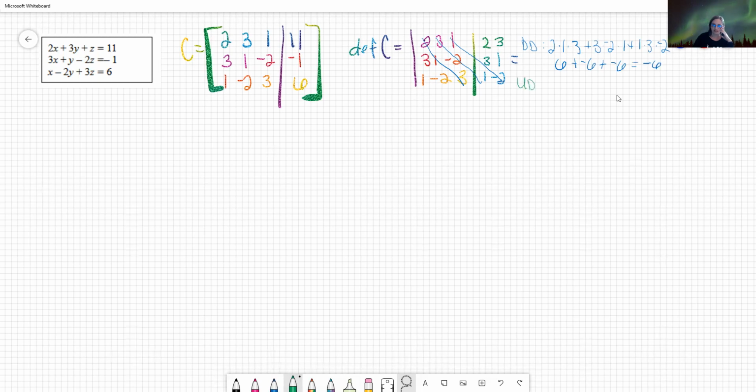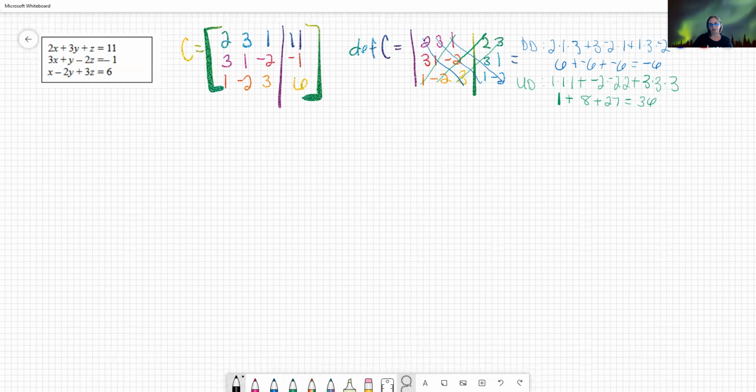Now we will do our upper diagonals. 1 times 1 times 1 plus -2 times -2 times 2 plus 3 times 3 times 3. 1 times 1 times 1 is 1, plus 2 times 2 times 2 is 8, positive because there are 2 negatives, plus 3 times 3 is 9 times 3 is 27. 1 plus 8 plus 27 is 36, right? 36.